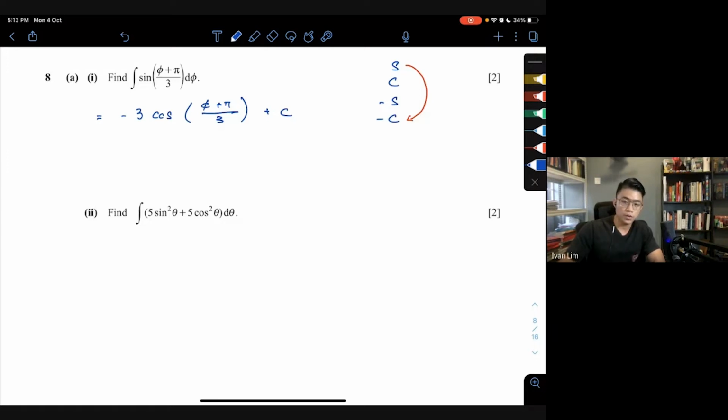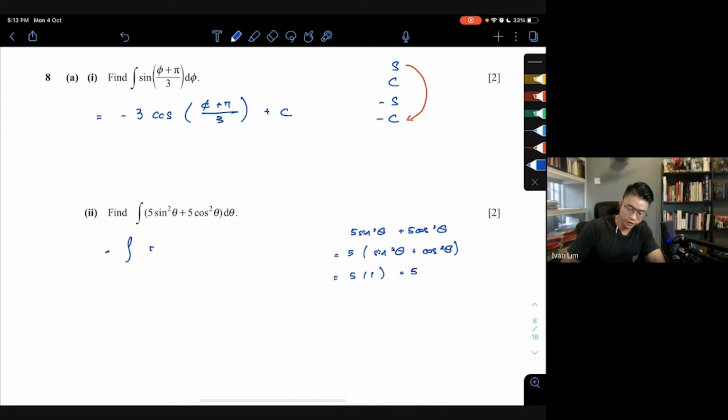You all think you cannot integrate this, right? Your sine square and cos square, so you need to simplify it first. 5 sine square theta plus 5 cos square theta. You can write it as 5 bracket sine square theta plus cos square theta, which equals 5 times 1, which equals 5. So make sure you know how to simplify this first. You're actually integrating 5 only.